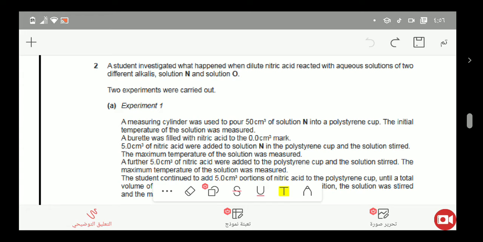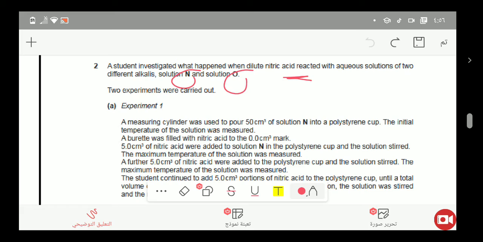Okay, this is a long question, question 2. A student investigates what happened when dilute acid reacted with aqueous solutions of two different alkalis, N and O. So we have two alkalis, N and O. He didn't say what the alkalis are. Two experiments were carried out.